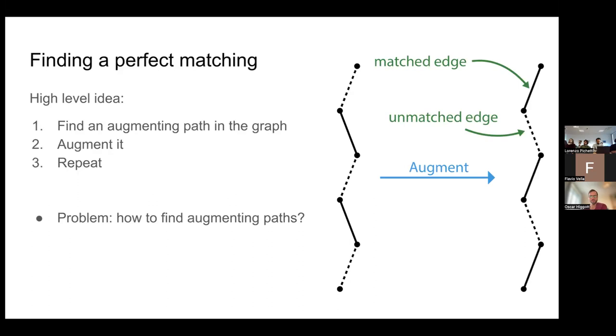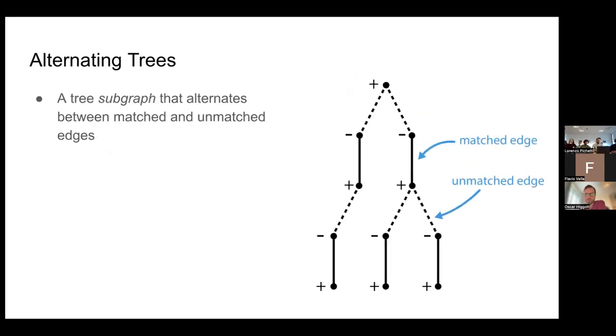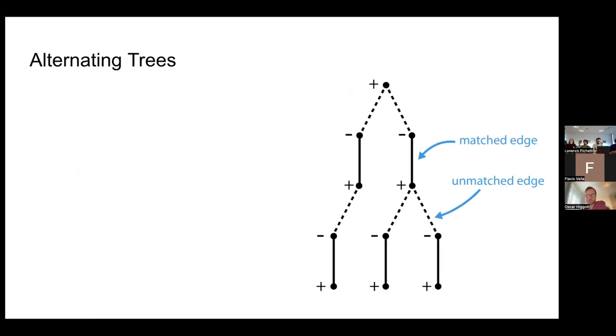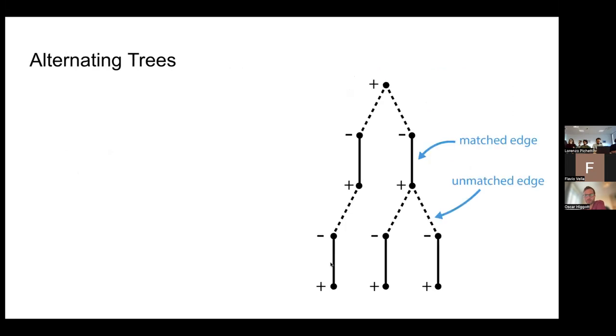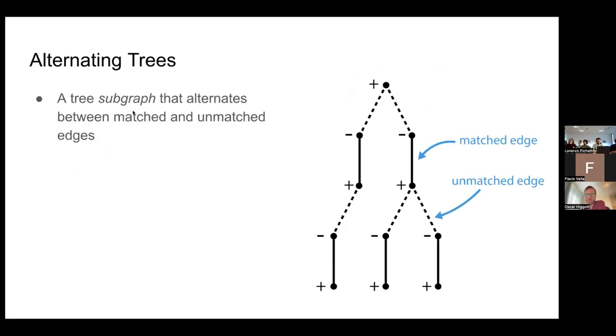And so then the problem is how to find these augmenting paths. The way this is done in the Blossom algorithm is to grow and merge alternating trees. An alternating tree is a tree subgraph. I should say, this is just a subgraph of the full graph. Here an alternating tree is a tree subgraph that alternates between matched and unmatched edges.